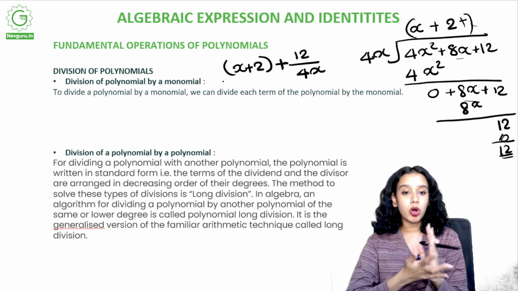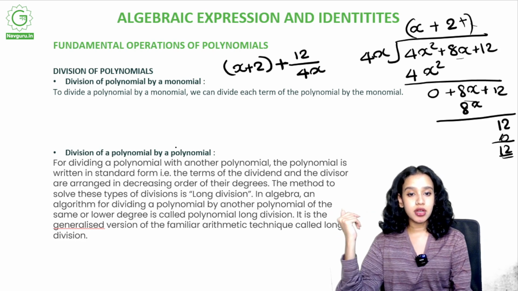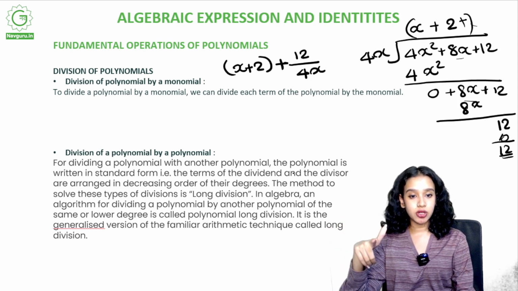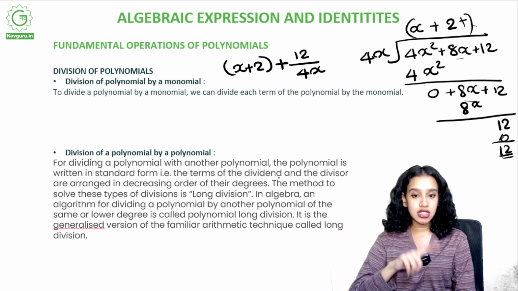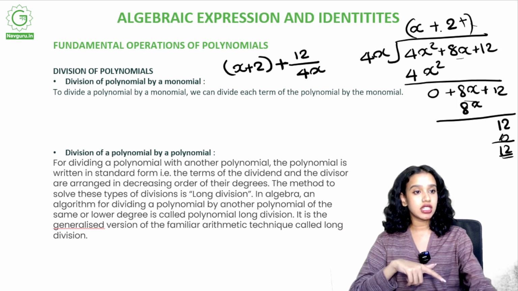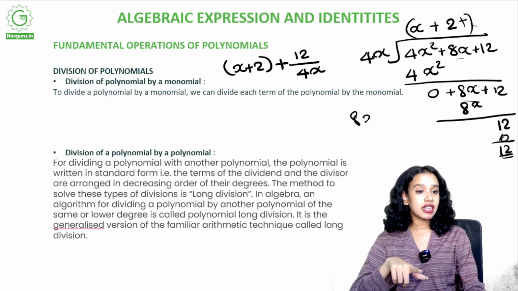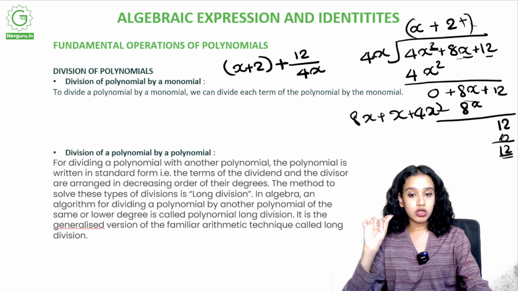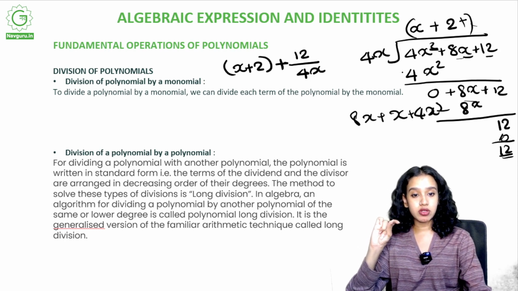Now, division of a polynomial by a polynomial. For dividing a polynomial with another polynomial, the polynomials are written in the standard form, that is in terms of dividend and divisor, and arranged in decreasing order of the degrees. We would never write this as 8x plus x plus 4x square. No, this is a wrong way of writing it, right? We'll actually arrange it according to the power of the variables. Now, the method to solve these types of division is long division.